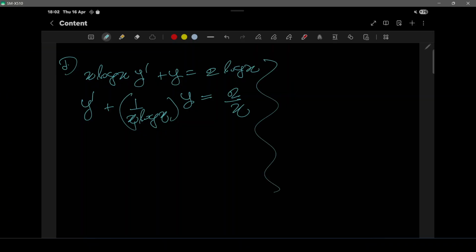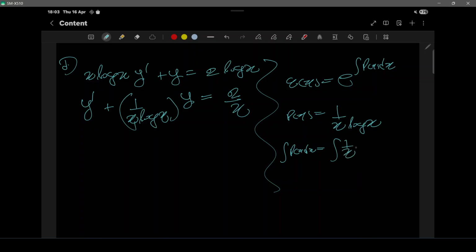So next, what we have to do is find the integrating factor. It is equal to e to the power of the integration of P(x) dx. So P(x) is equal to 1 over x log x. So the integration of P(x) dx is equal to the integration of 1 over x log x dx.